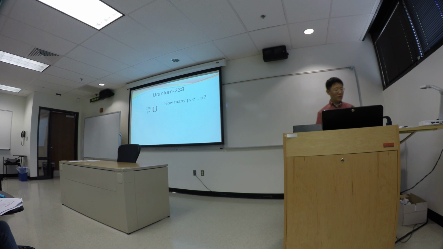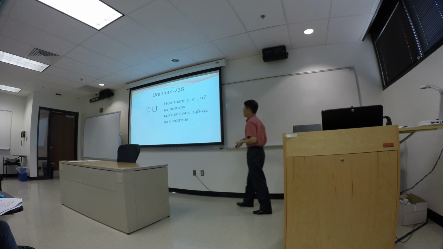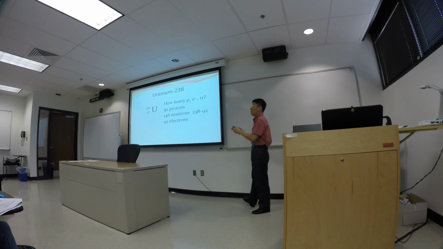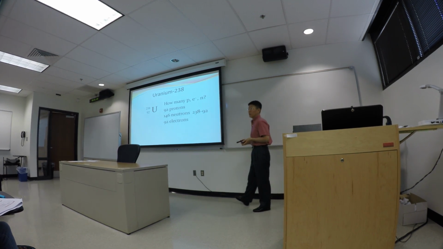Okay. Take a look at another example there, uranium. Okay. 92, 238. We have 92 protons, 92 electrons, and neutrons, 238 minus 92 is 146. Okay, so for any element that we give you, once you locate the information in the periodic table, you will be able to determine the number of protons, neutrons, and electrons.